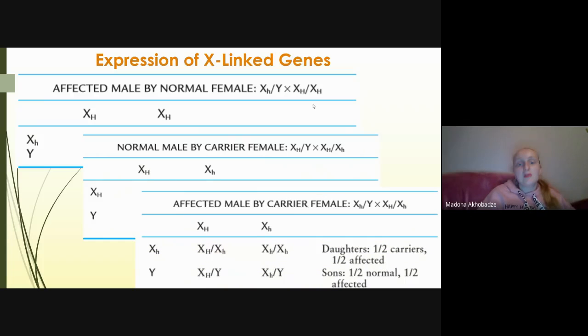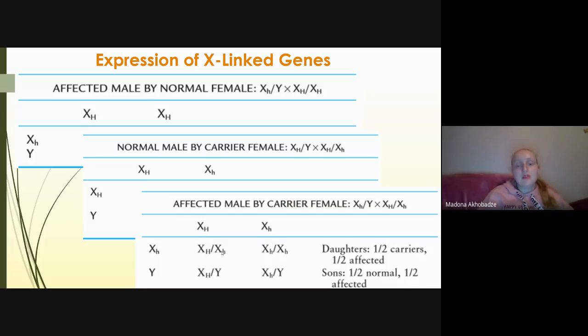Let's discuss another case. This is if the affected male meets the carrier mother. So what will happen? This disaster will happen, because now one of the daughters will inherit the X chromosome from the father and from the mother as well, and she will be homozygous for the X carrying the mutation. So these daughters will be affected. So 50% of the daughters will be diseased, 50% will be healthy, and 50% of the boys will be affected, 50% will be healthy.